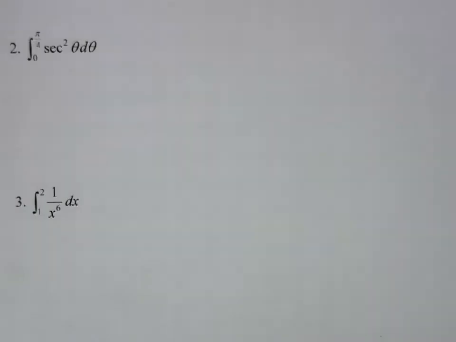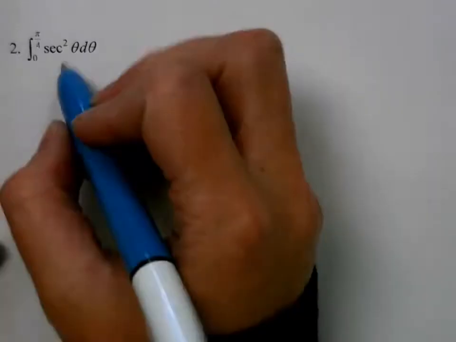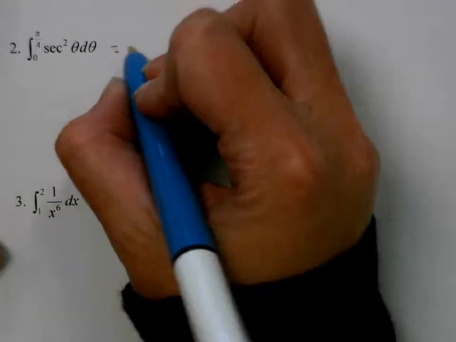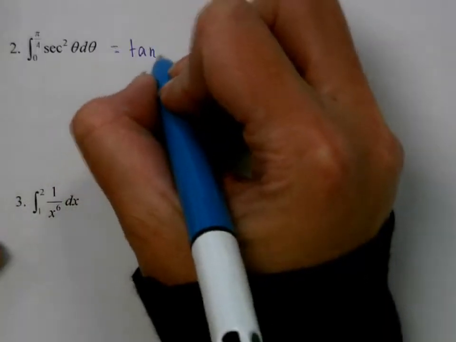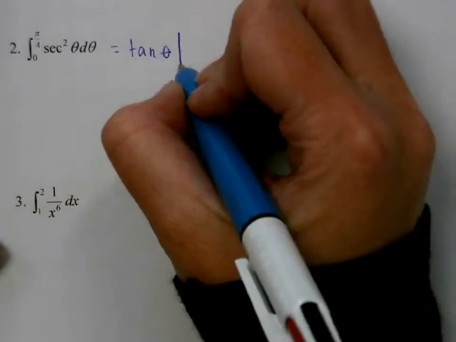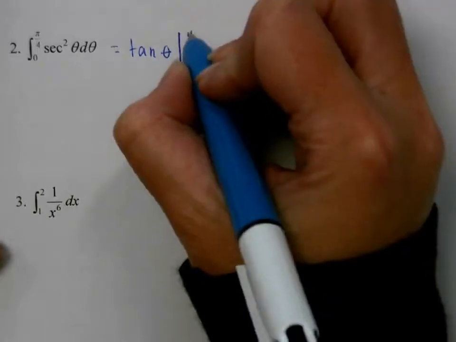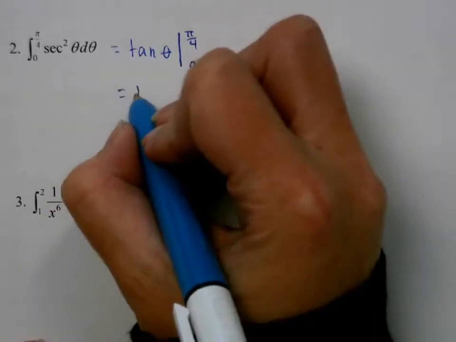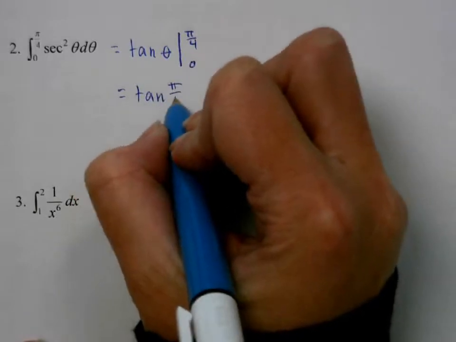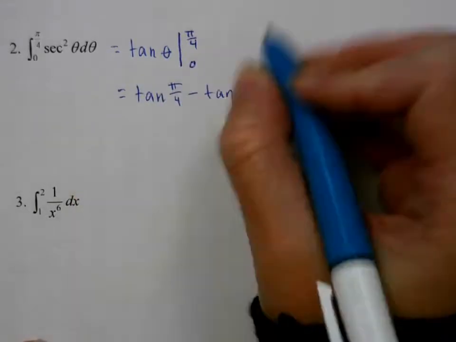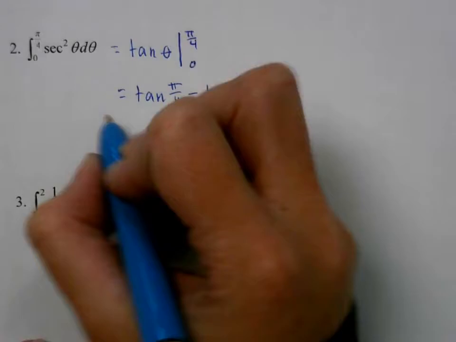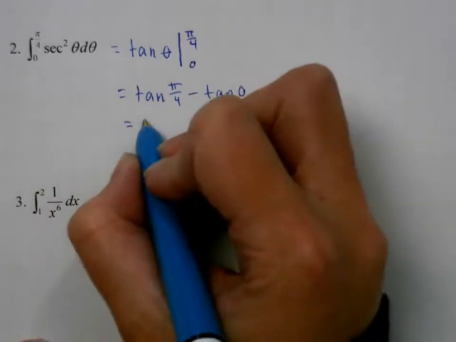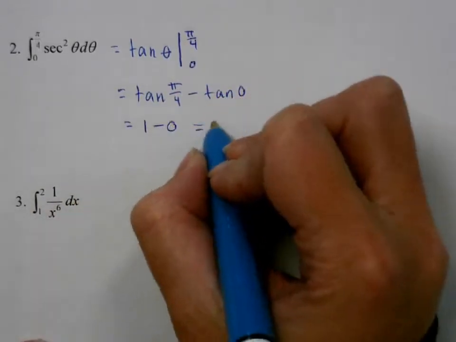All right, so let's do some definite integrals. The key is you have to be able to find the antiderivative. So the antiderivative of secant squared is going to be tangent. Okay, and we put this bar with our two variables, and it's just going to be the top minus the bottom. So tangent of pi over 4 minus tangent of 0. Tangent of pi over 4 is 1, minus 0 is 1.